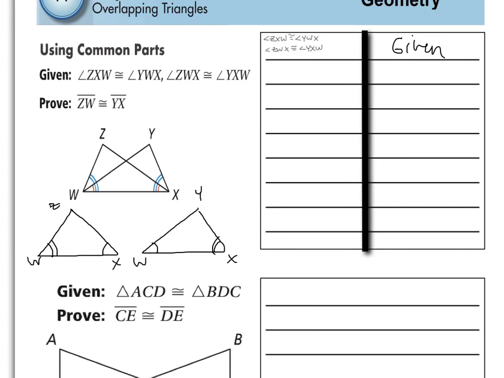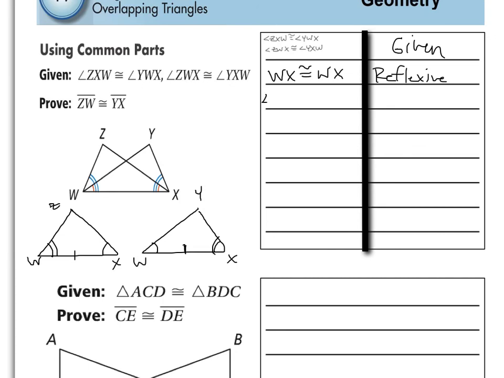Now, as you look, do they share a common side? As you're looking at this big picture here, they share the side WX. Now, they may not butt back up to each other like we have in the past, but they do share that side. So I can say in step 2 that WX is congruent to WX by the reflexive property. And I can mark them. Now, I have enough information to prove that the triangles are congruent.